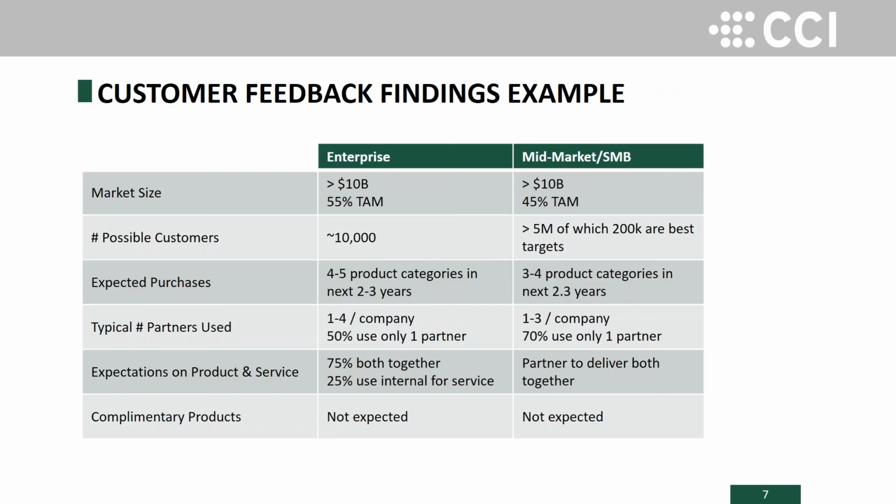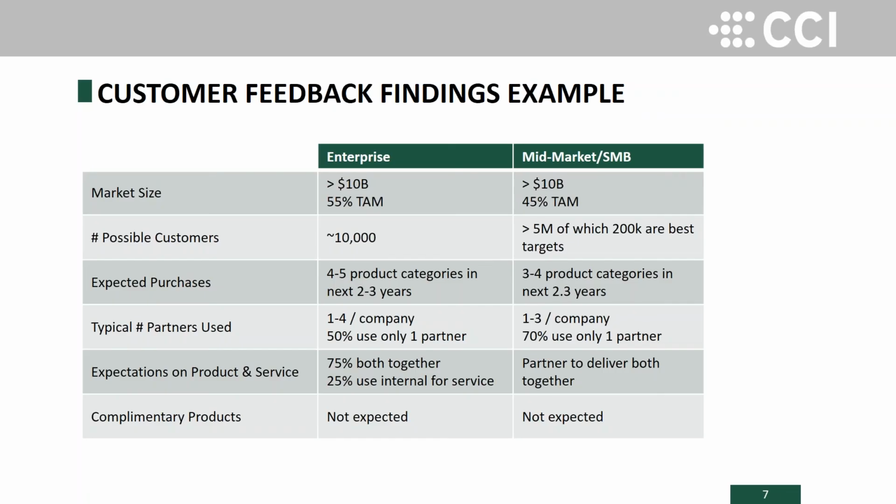When we looked at this particular example, we found that both the enterprise and the mid-market customers had a fairly large market size. Both of them were greater than $10 billion. Of the total market size, 55% was in the enterprise customers, who had about 10,000 possible targets. 45% of the TAM was in the mid-market and SMB, which had about 200,000 of the best targets, but many more than that overall. So there was big TAM on both sides, but the dynamics of how many customers you need to interact with in order to reach that TAM are quite different.